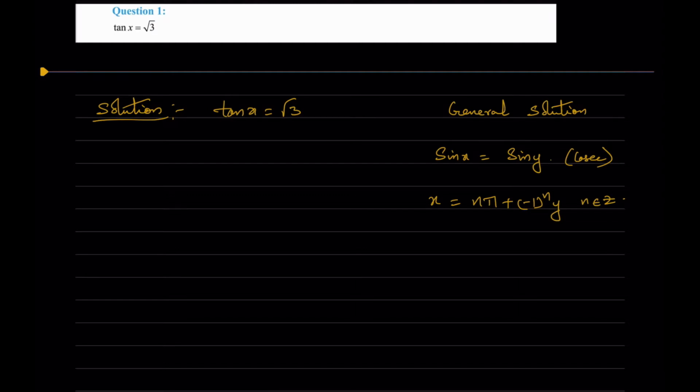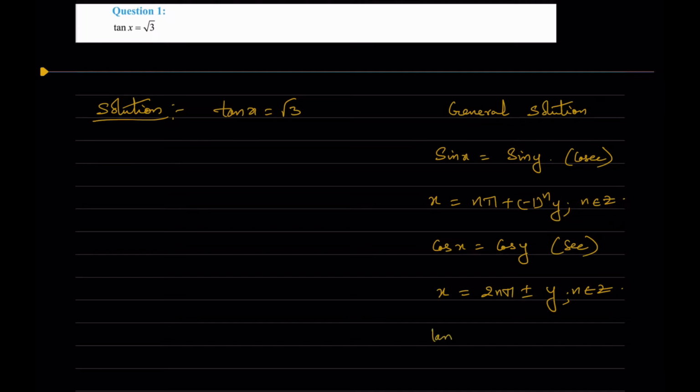Next, the second one is cos x is equal to cos y. This and even secant is the same, because the inverse of cos is secant. So the general solution for this is x is equal to 2n pi plus or minus y, where n belongs to Z. So this is the general solution when cos x is equal to cos y, and even for secant x is equal to secant y.